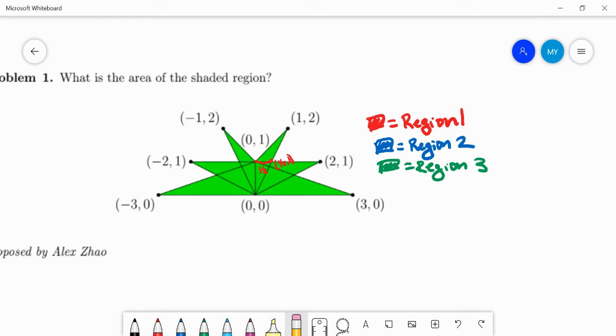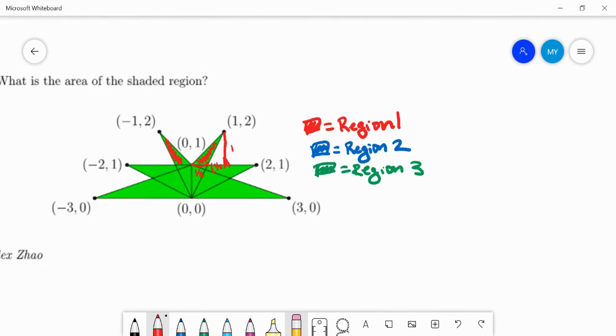So what's the height of this triangle? Well, the height of this triangle is just the distance from 1, 2 to the line y equals 1. Since the y coordinate of this point is 2, this distance, the height, is just 1. So that means the total area of this triangle is equal to 1/2 times the base times the height. But since there are 2 triangles here, we know that the total area of region 1 is just equal to the base times the height, which is 1/2 times 1, so it is equal to 1/2.